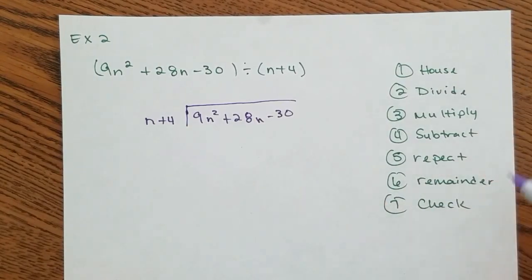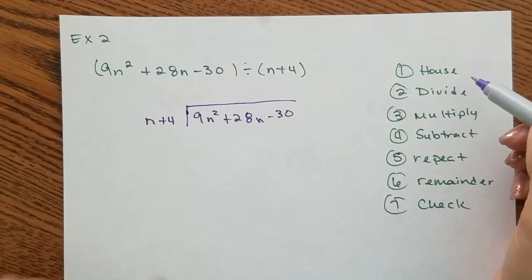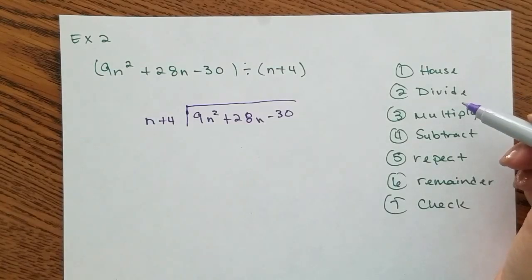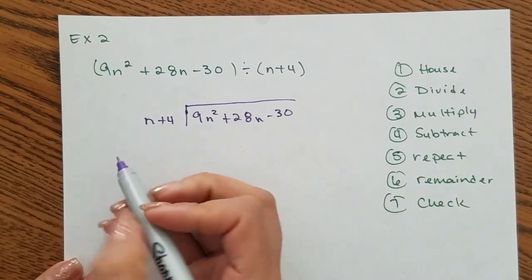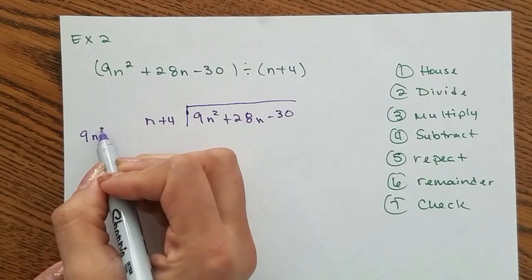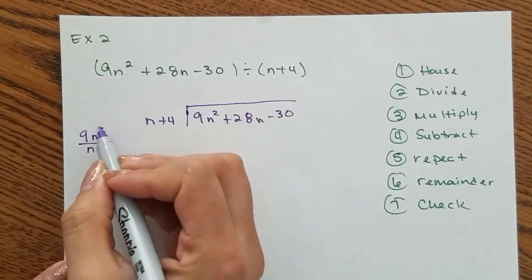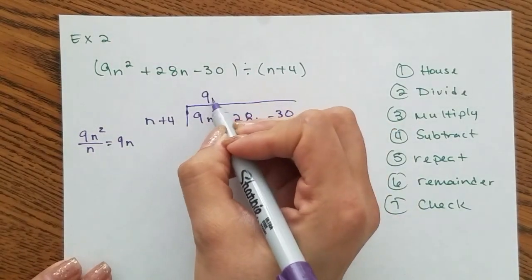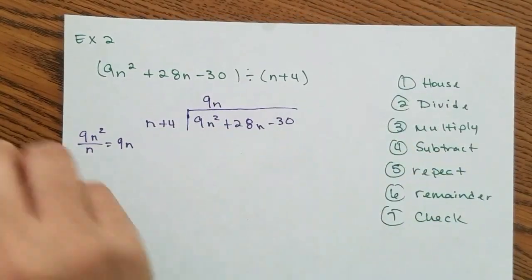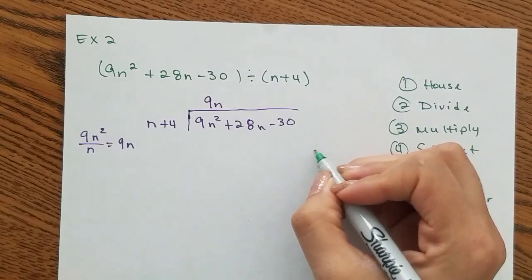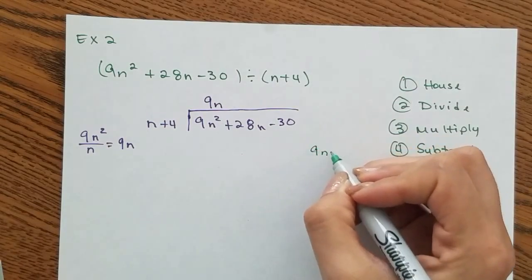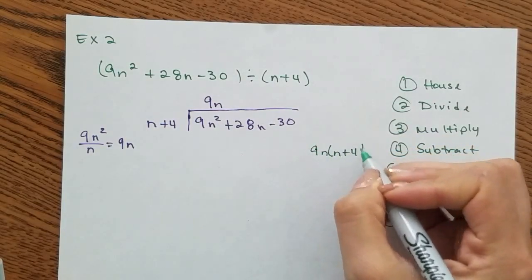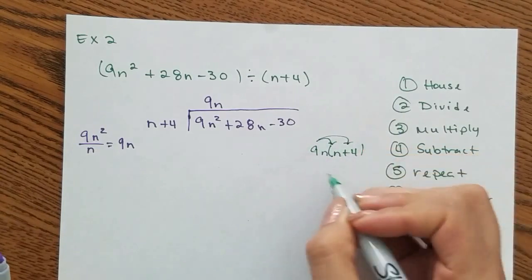All right, so here are the steps again, simplified. First thing you want to do is set up your house. Done. Second step, divide your leading terms. So in the first one, we have 9n squared divided by n. The 9 comes out, n squared divided by n is n. Now we're going to multiply them over here on the side. 9n times n plus 4. Make sure you distribute correctly.